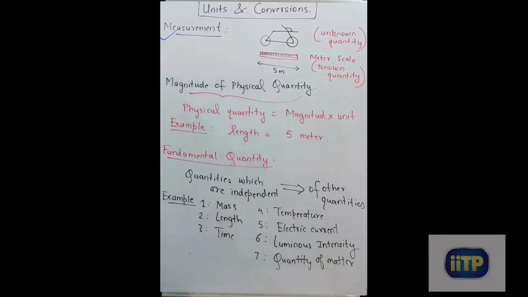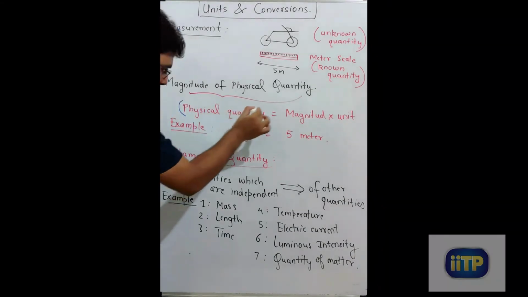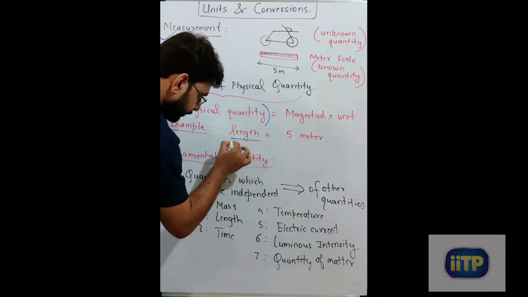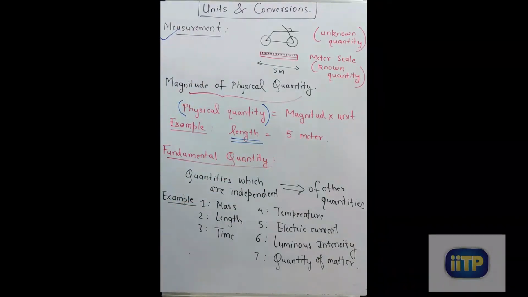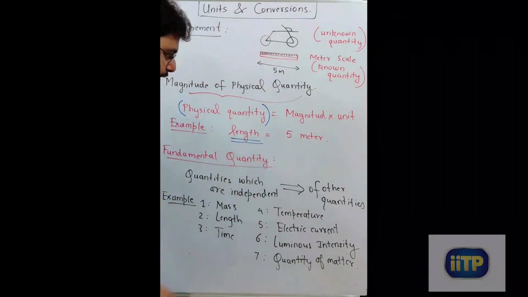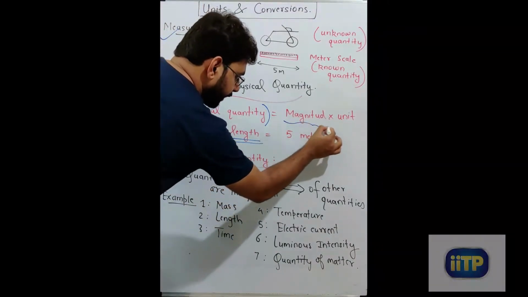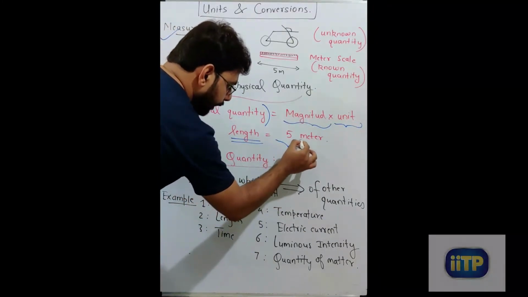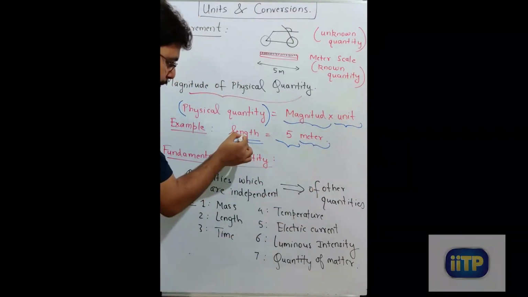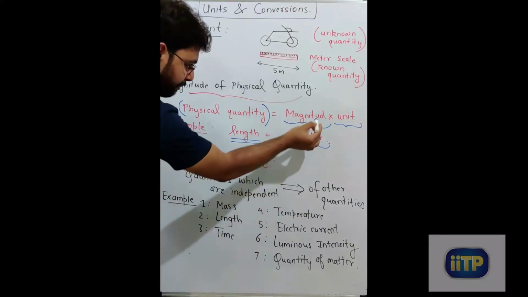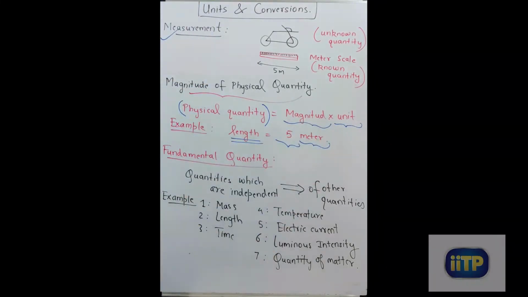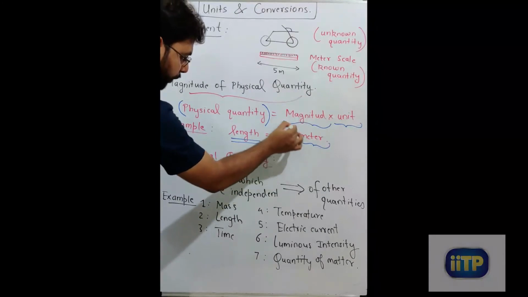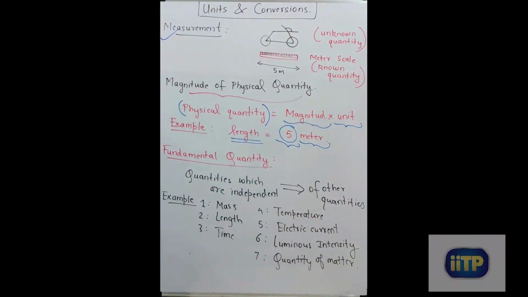Next, what is magnitude of physical quantity? So magnitude of physical quantity is nothing but, there is a physical quantity, let us assume it as your length. Suppose how we can express length? We can express length in terms of magnitude and its unit. What is the magnitude? It's just a number and the unit is meter. So the length comes out to be physical quantity, 5 is the magnitude and meter is the unit. So this is the magnitude of a physical quantity, right?